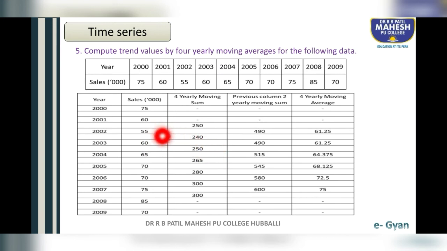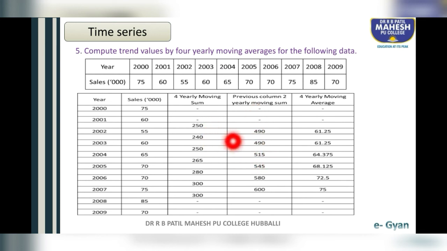Okay students, leave 55 again, take 4 values: 60 plus 65 plus 70 plus 70. So the answer is 250. So like this you have to add 4 values. Okay students, after adding the 4 values, when you write the 4 yearly moving total, again you leave 2 values gap, here 2 values gap and 2 values gap. After adding the 4 values, you have to add 2 values.